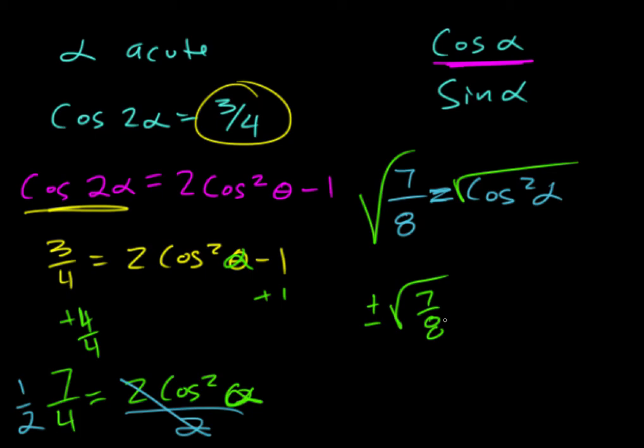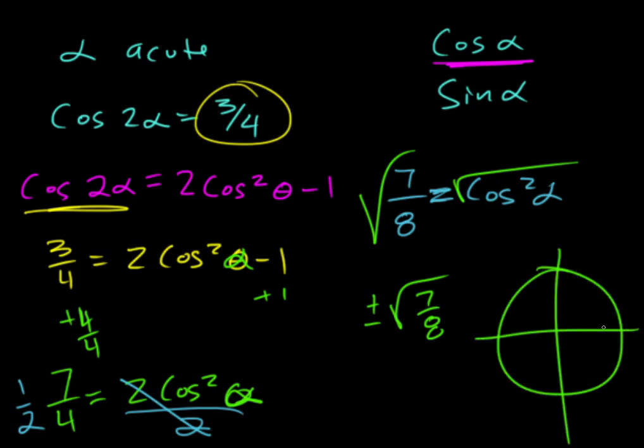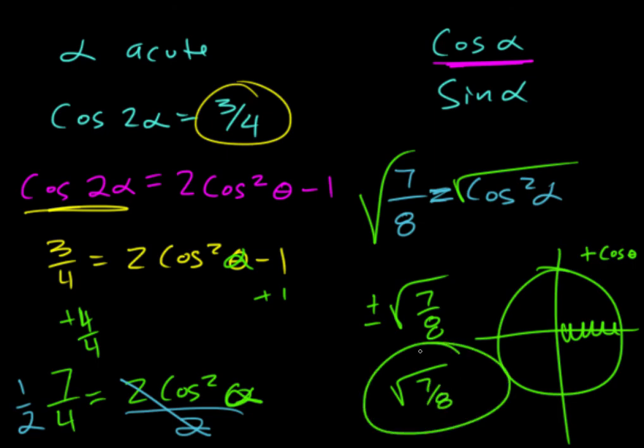Now, because it's acute, that means it's in the first quadrant. And the first quadrant only has positive cosine values because cosine is x, and these are positive values. So our final answer is just the positive one, which is the square root of 7/8.